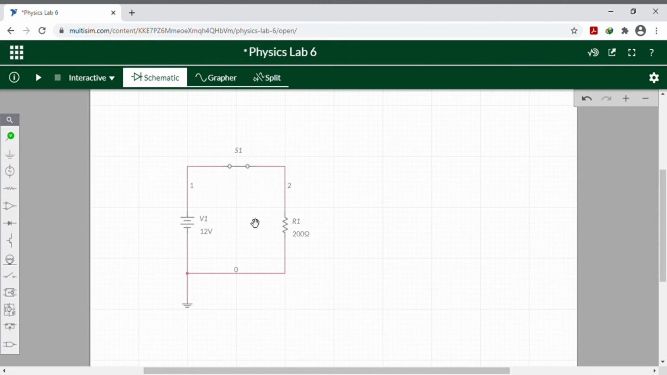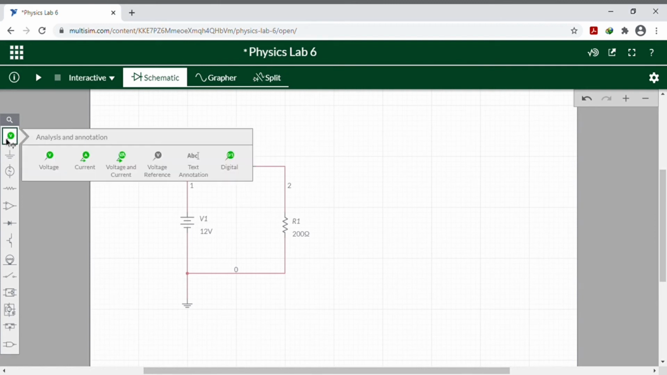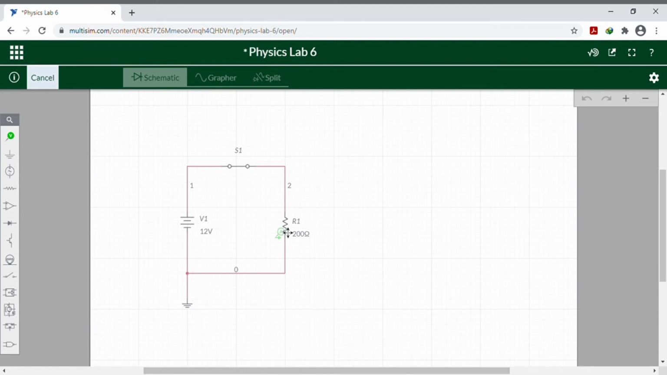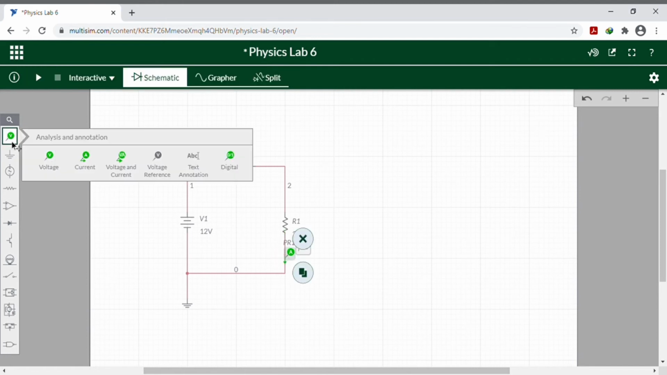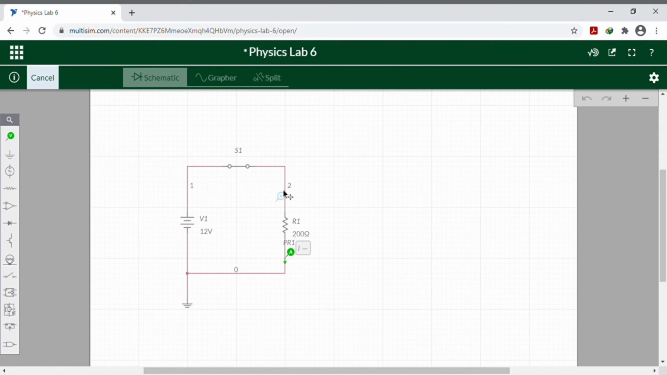This is a series circuit we will use to find the value of the current. To find the current, we will need to put the current probe here. We also can put the voltage probe here to measure the voltage and put the reference here. And then we will run the simulation.